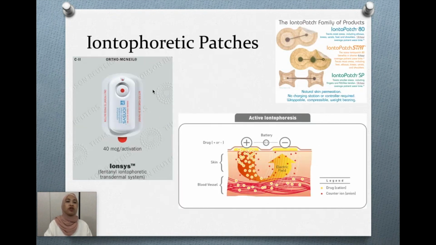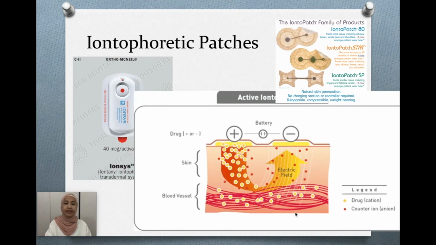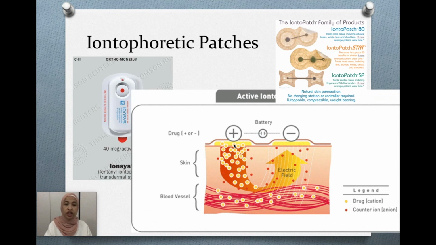In this example of iontophoretic patches, what I want to show you is that you have the anode here and you have your drug here. When you apply the electrical current, the drug will be pushed into the skin through the epidermis until it reaches the dermis to reach the blood circulation.